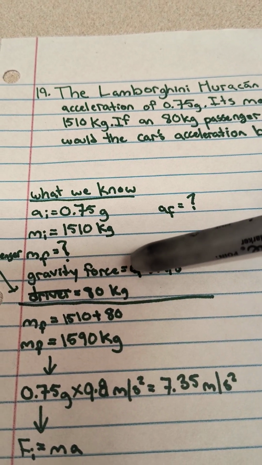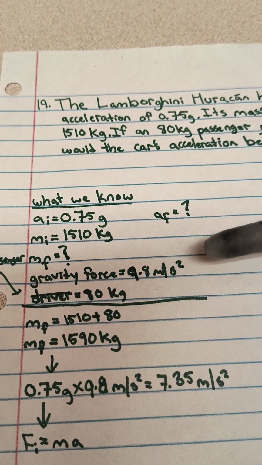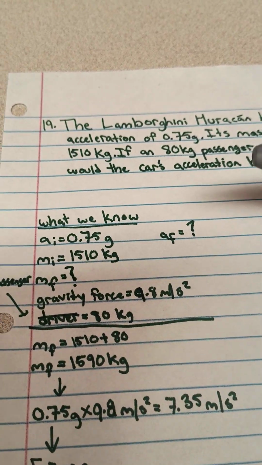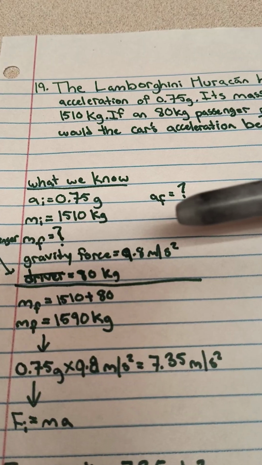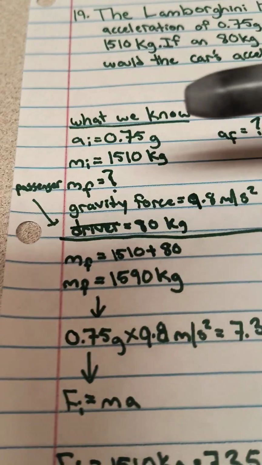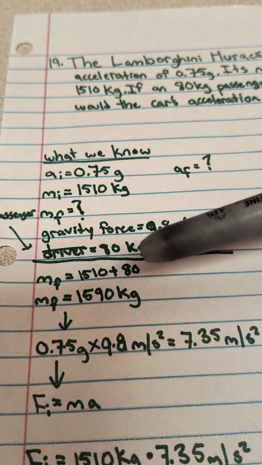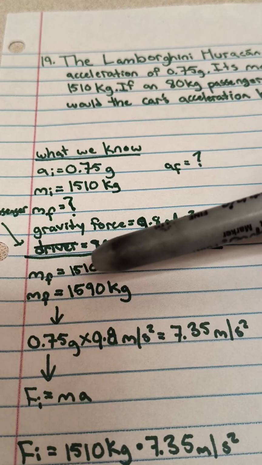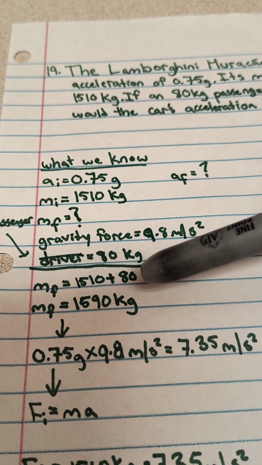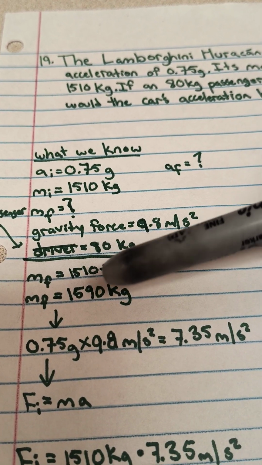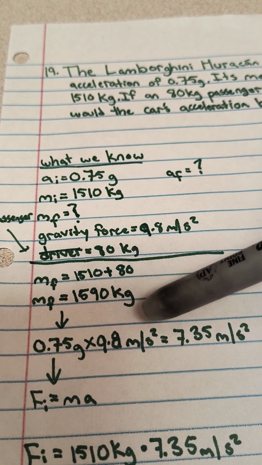And then we do know that the force of gravity is 9.8 meters per second squared. That's the acceleration, which will be useful for solving a problem in a minute. So, firstly, to find the final mass, you just add the mass of the car plus the mass of the passenger, and that gives us 1,590 kilograms for our final mass, very simply.